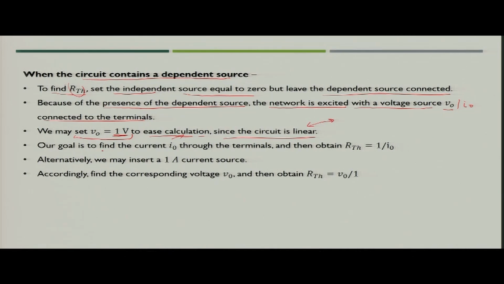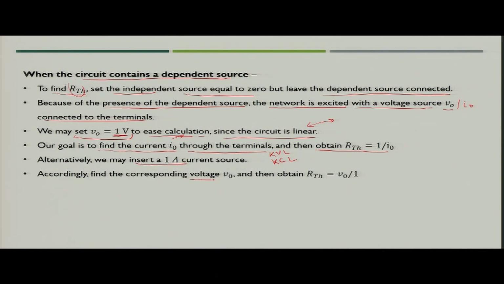Now, next is that we have to find out the value I naught because we have added voltage V naught across the circuit. So, I naught we can calculate, which would be flowing through the terminals with the help of either KVL or KCL, and then we obtain the value of Thevenin resistance, that would be nothing but V naught upon I naught. V naught is in this case 1, so it will become 1 upon I naught, or we may insert 1 ampere current source.